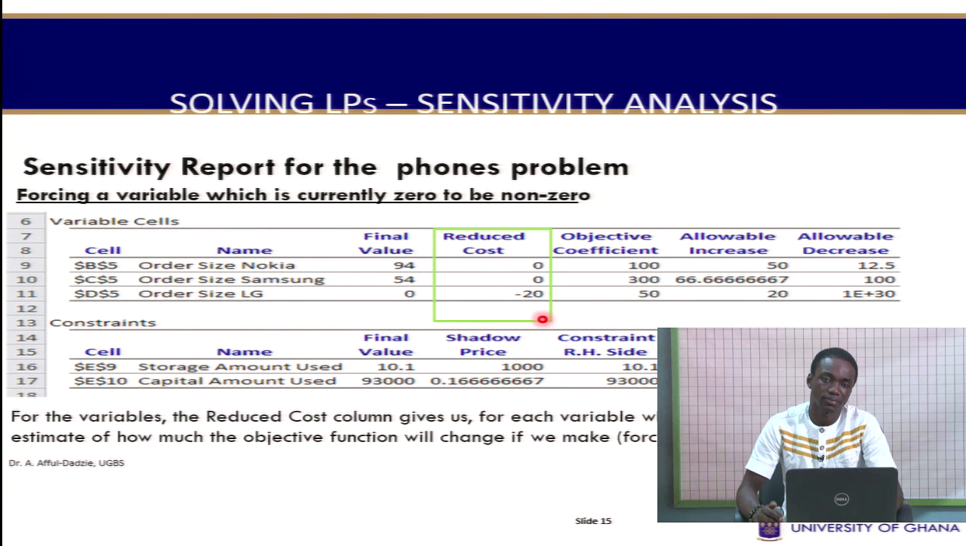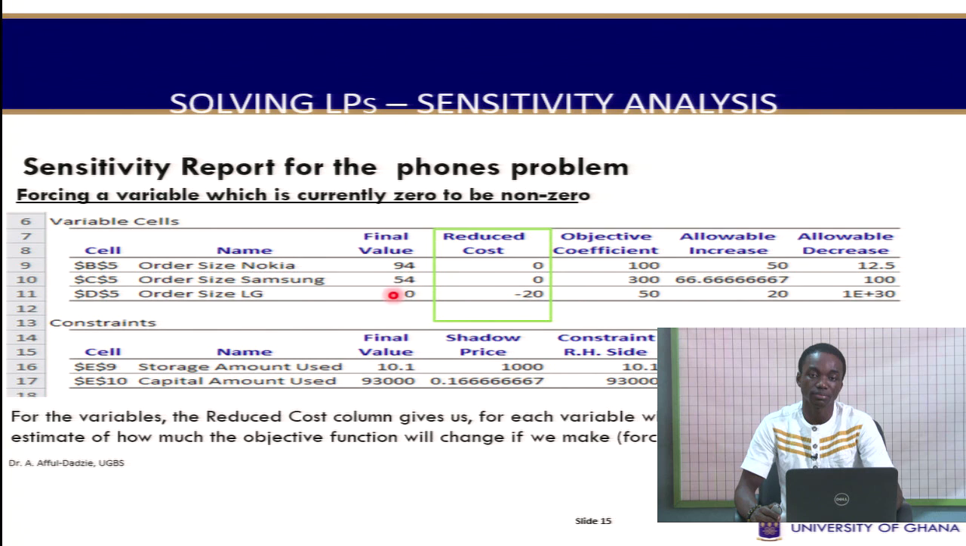The question is why? Reduced cost for Nokia and Samsung are zero because we believe that it is profitable to produce, or to purchase, Nokia and Samsung at these prices. That is why, because it is profitable, the program gave us values for their final values. And because it wasn't profitable to produce LG, the program returned that LG be equal to zero.